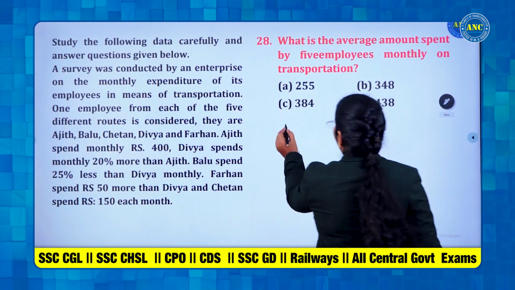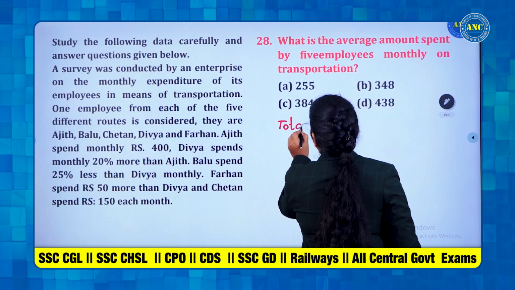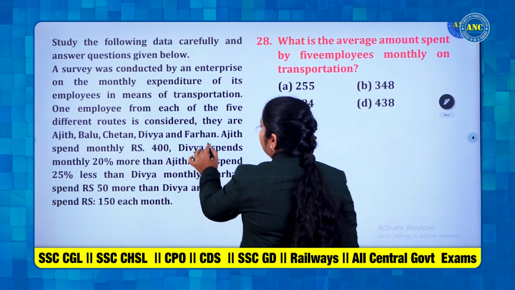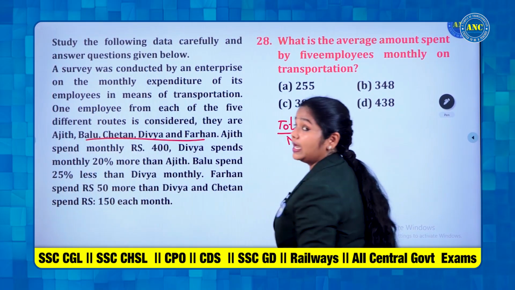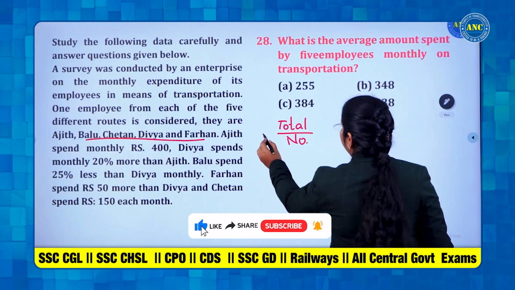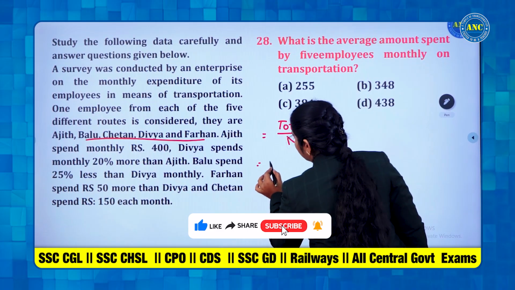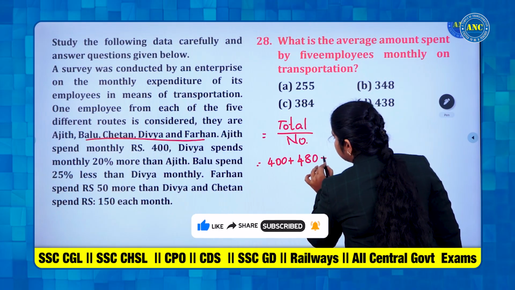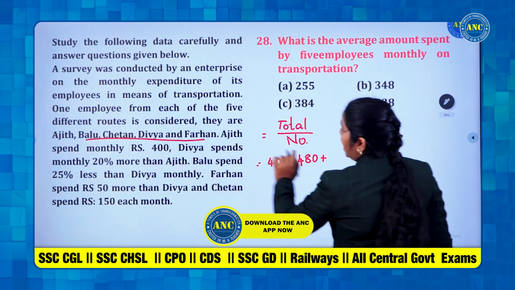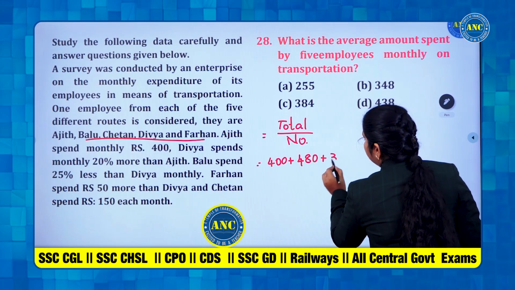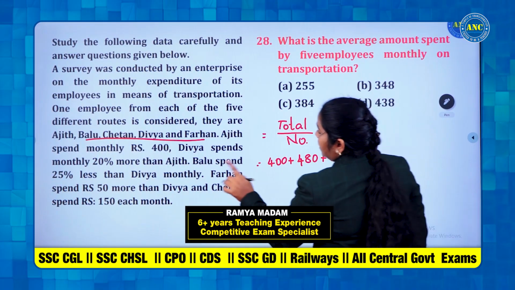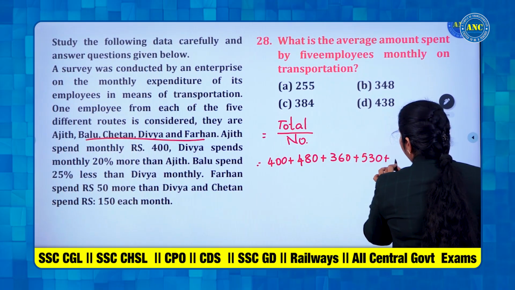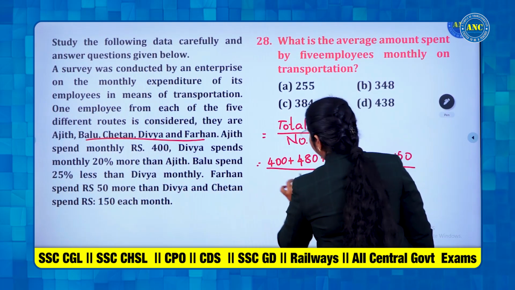Next question. What is the average amount spent by 5 employees monthly on transportation? Average is the total amount spent by all the employees divided by the number of employees. How many employees do we have here? 5 employees. We already have the values: Ajit 400, Divya 480, Balu 360, Farhan 530 plus Chetan 150, divided by 5.